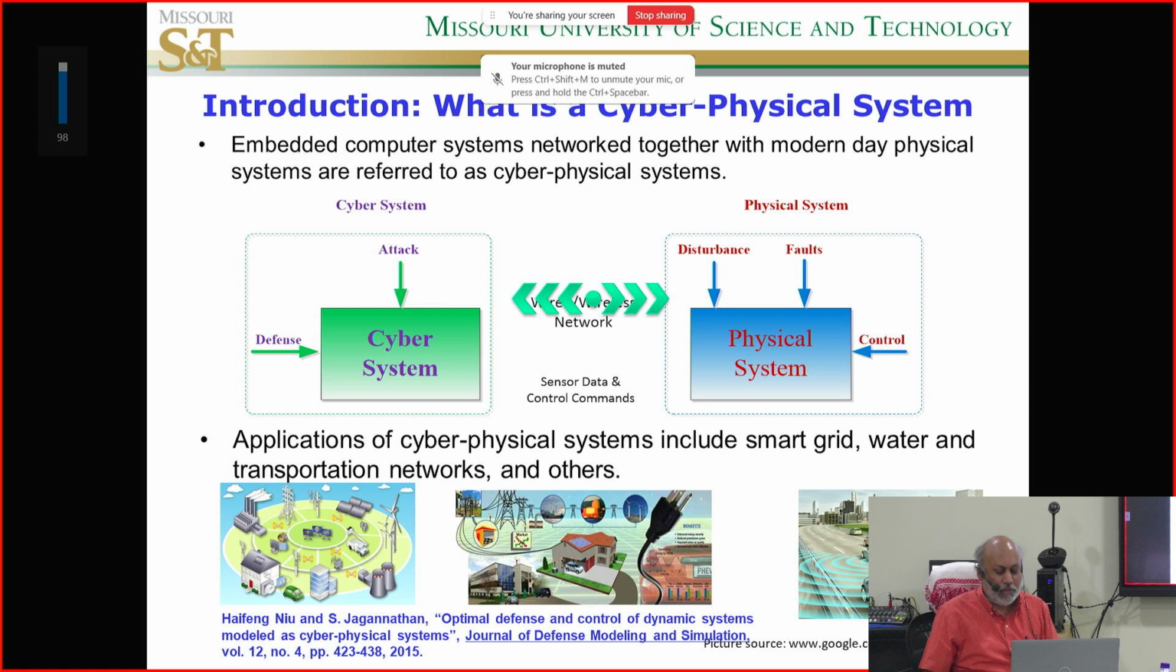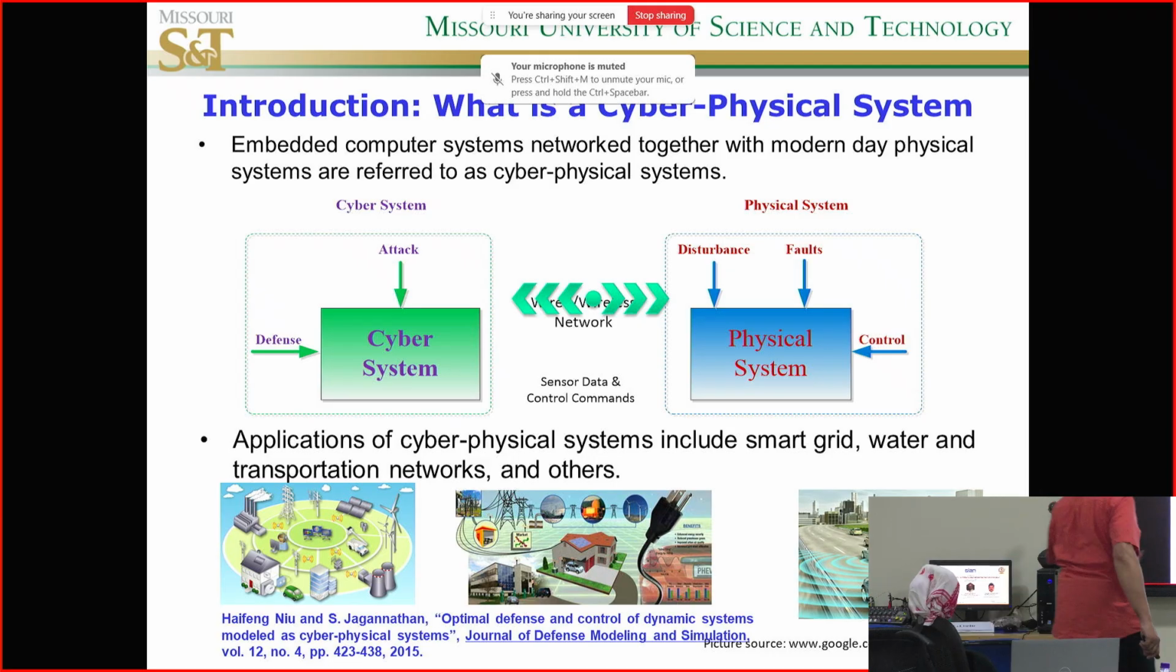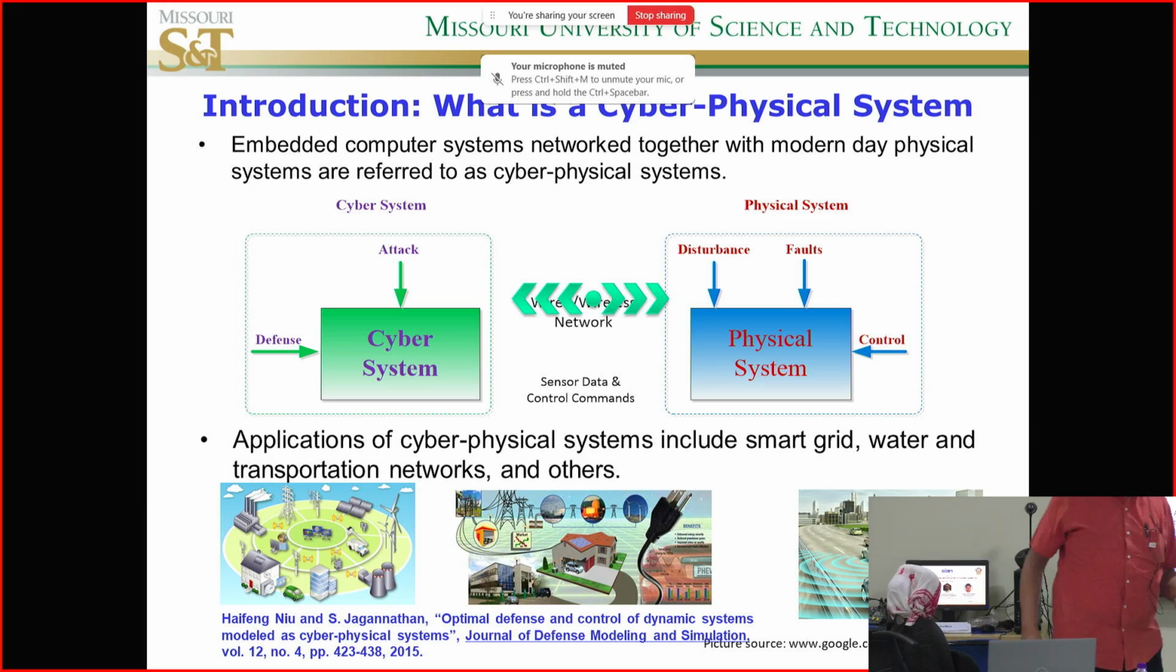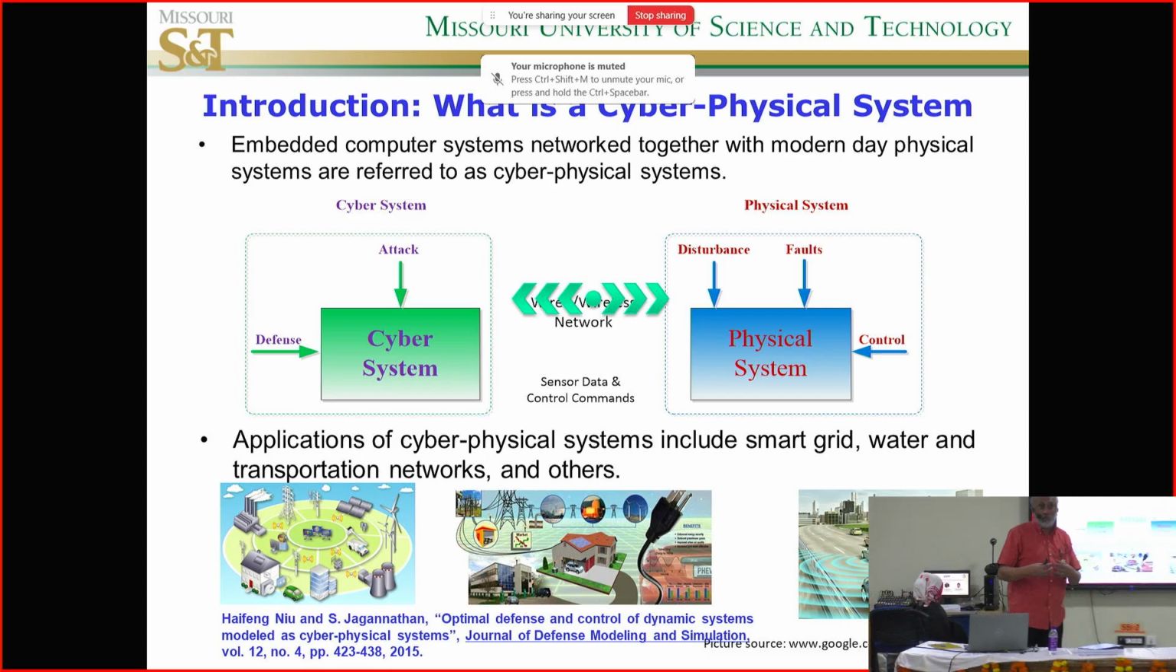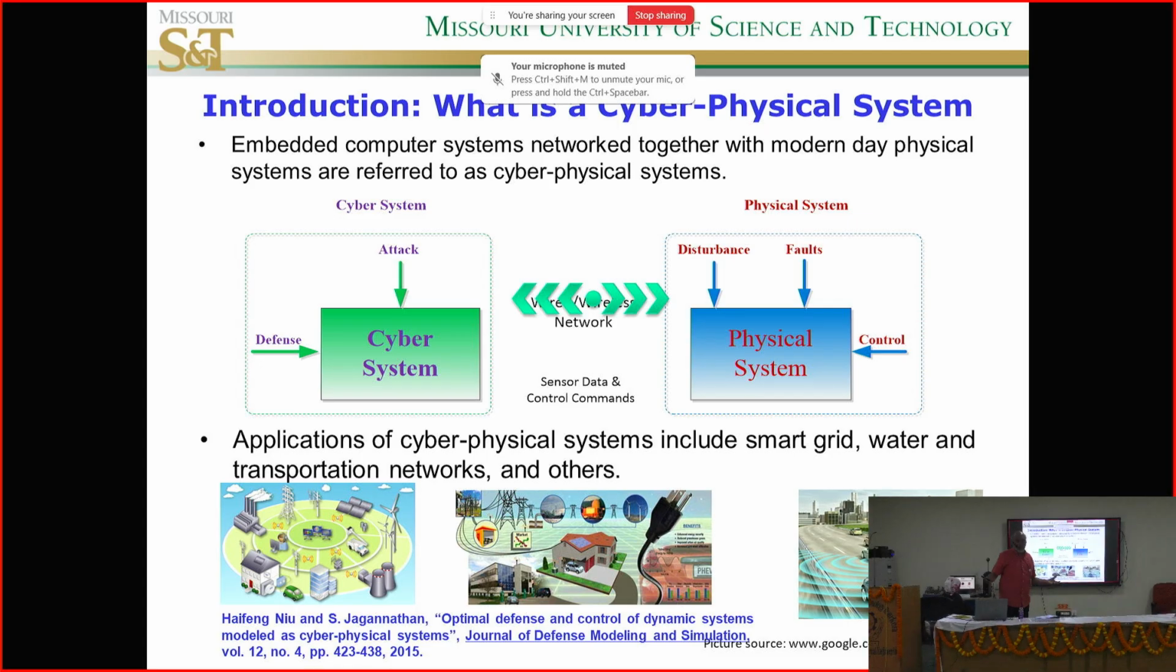Okay, so here is what a cyber physical system is. You have a cyber component on the left hand side and a physical system, and the connection between them can be a wireless network, a wired network, or a physical connection. It could be any of them. Okay, so this is a very dumbed-down explanation. It's different from embedded computer systems.